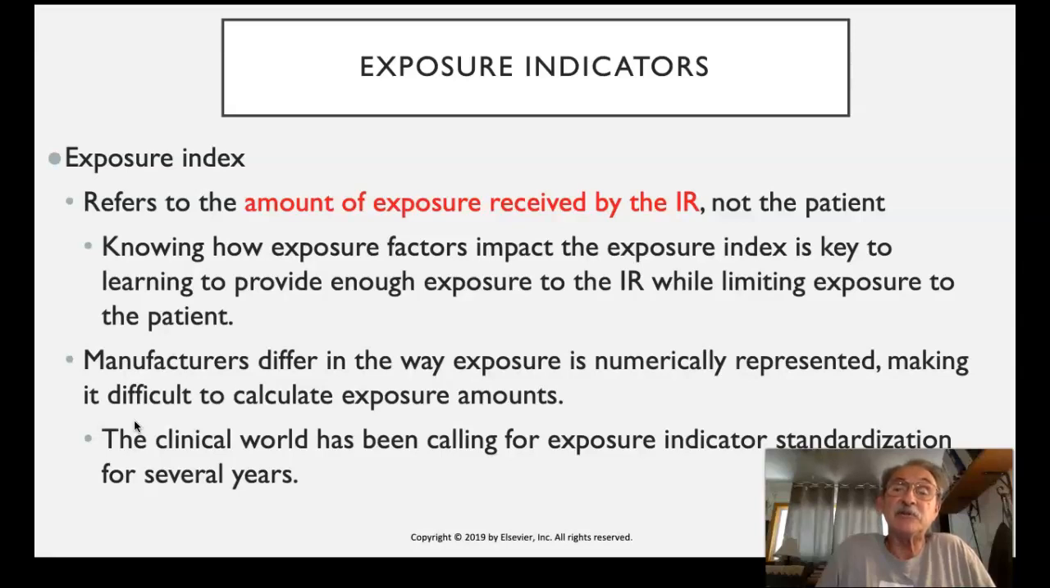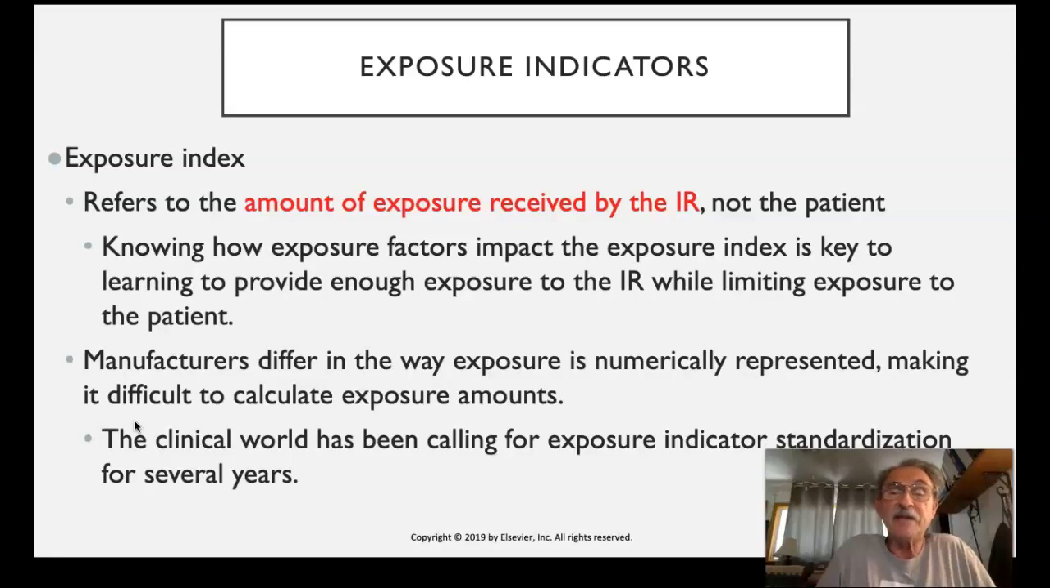Knowing how these exposure factors impact the exposure index is key to learning to provide enough exposure to the IR while limiting exposure to the patient. And so we use exposure index numbers to determine whether we have selected enough exposure for the patient, or if in fact we have too much or too little. Manufacturers differ in the way this number is represented, making it difficult to calculate exposure amounts.